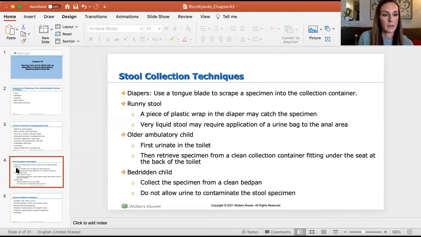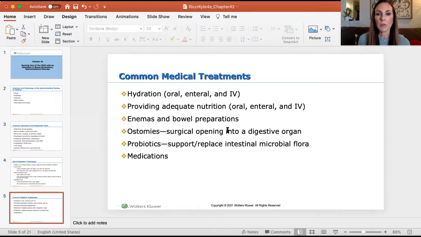All right, so now let's talk about common medical treatments. So any GI disorders, anything that causes nausea and vomiting, diarrhea, the number one nursing priority is hydration. Number one, that's the number one nursing intervention. You have to rehydrate. We also want to talk about nutrition.